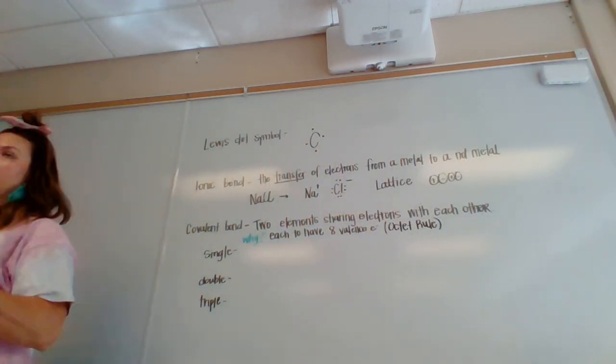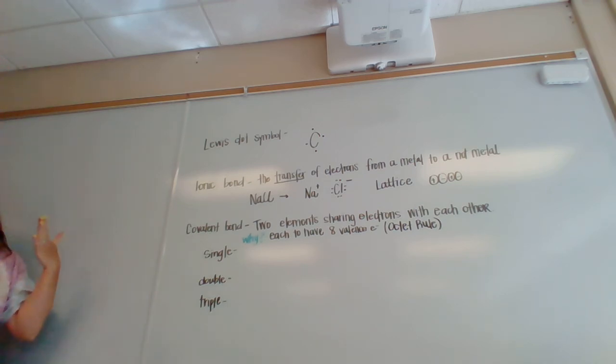So, according to the octet rule, elements are satisfied when they have 8 valence electrons.